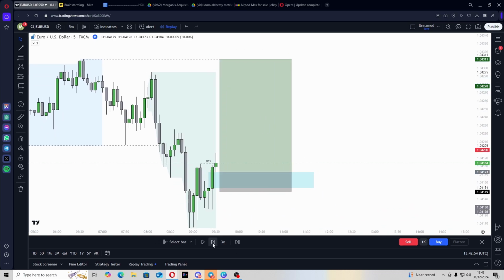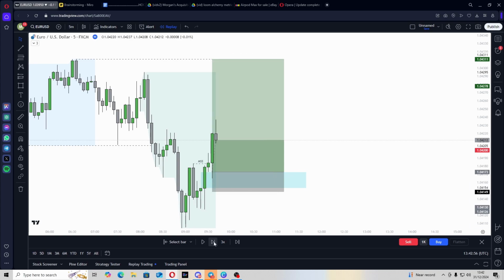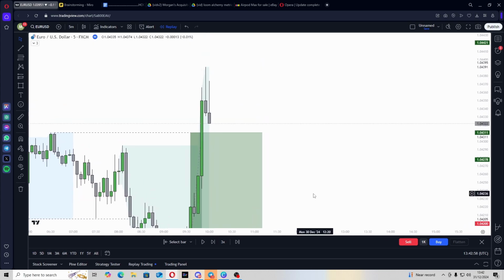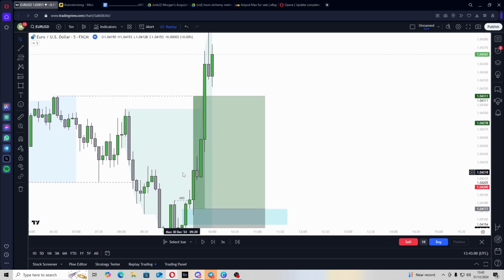So what I'm going to be doing now is playing price forward, and you can see how it's just entered off of there. Now it's going up, and it's completely smashed take profit off of literally 3 or 4 candles. This is what you can see every single day in the markets, but no one actually takes advantage of it, and you need to start taking advantage of it in 2025.